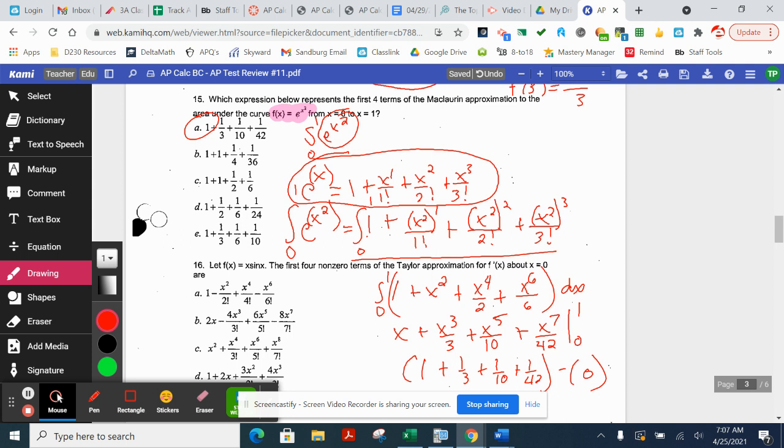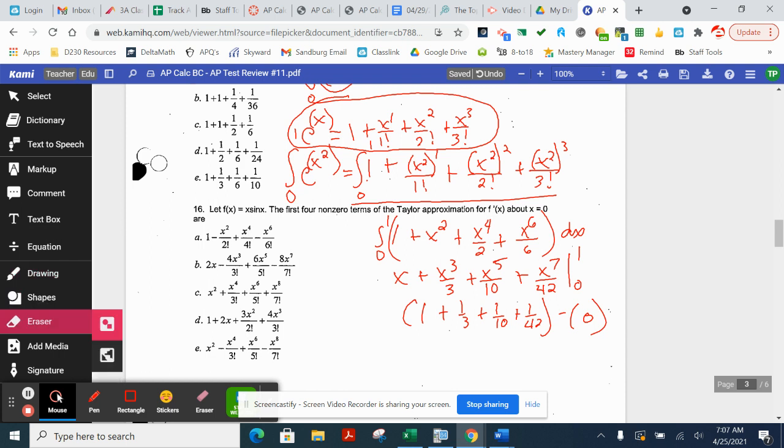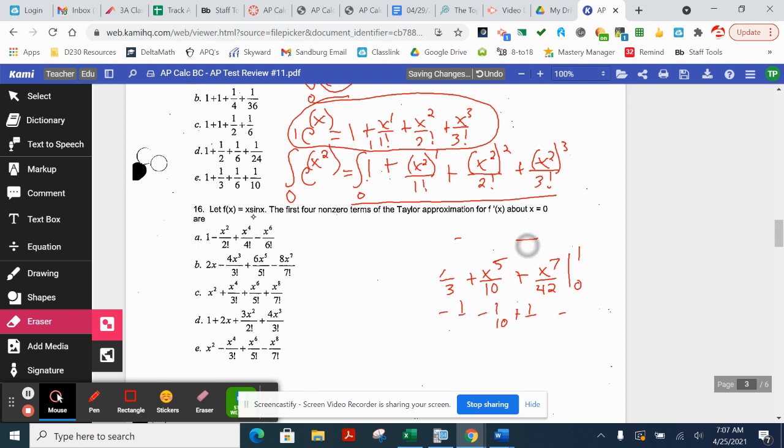Okay? Same with 16. We have to know that sine. So hopefully we have this. If not, pause me because I'm going to start to erase it all. So when we look at this, it says let f of x be x times sine of x.